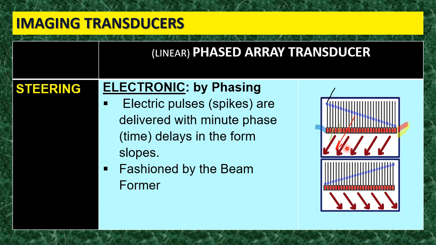Phasing means what? Different timing. Phasing means different timing. So different timing of these electric spikes or electric pulses will, in the end, deliver the sound pulse in different directions. How does this happen? Again, by what? By the beamformer. So this fashion or this pattern of phasing is achieved by the beamformer.